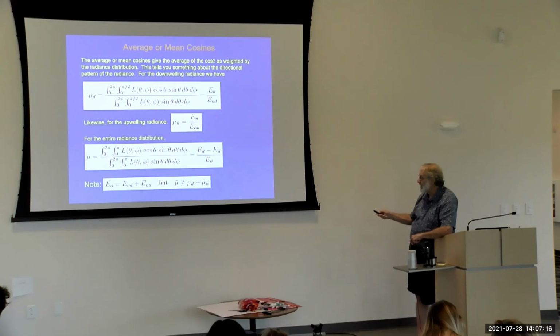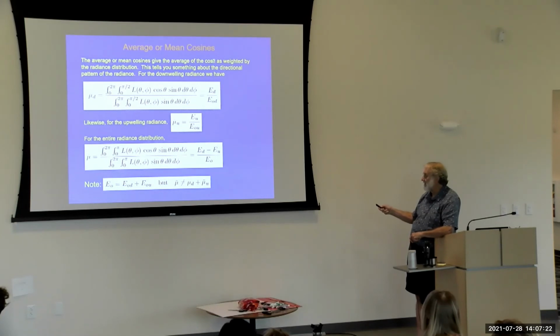Notice this thing in the numerator, that's just the definition of E_D. And this thing down here in the denominator, that's just the definition of downwelling scalar irradiance. So this mean cosine is really just E_D over E_0D.